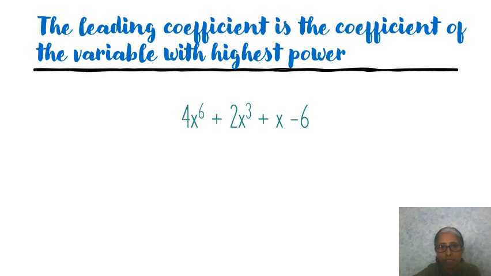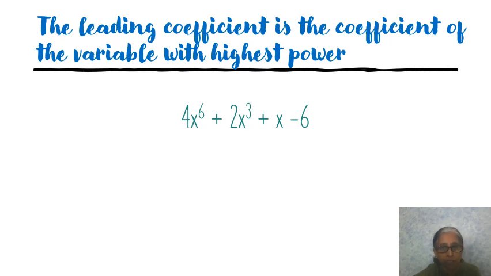Now you have to check the power of each variable. Here in the first term x is having the power 6. In the second term x is having 3. Third term 1. Which is the highest? 6 is the highest power. So 4x to the power 6 is the term with the highest power.